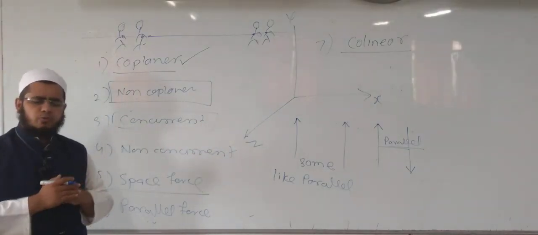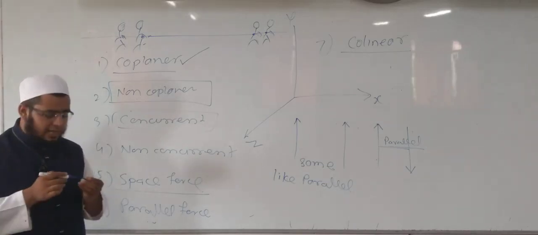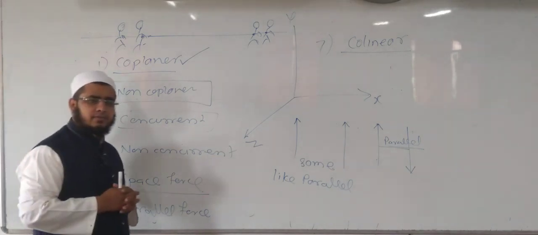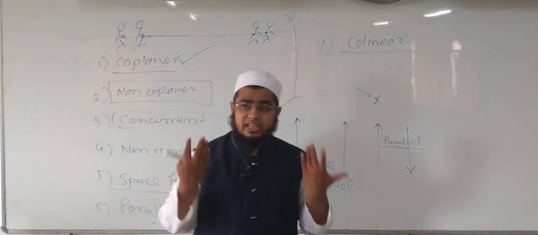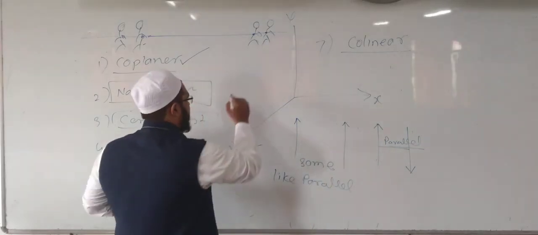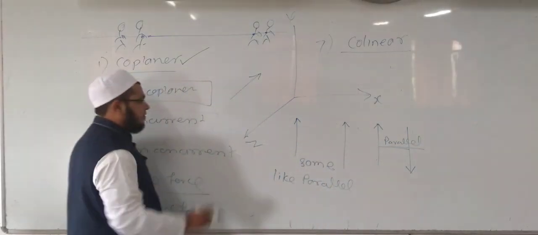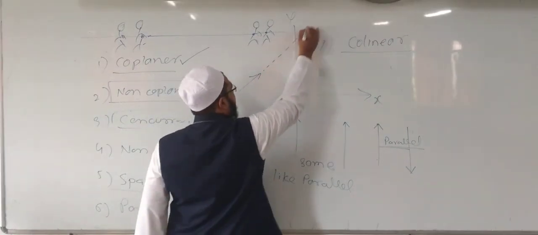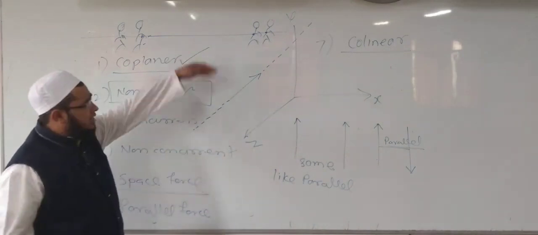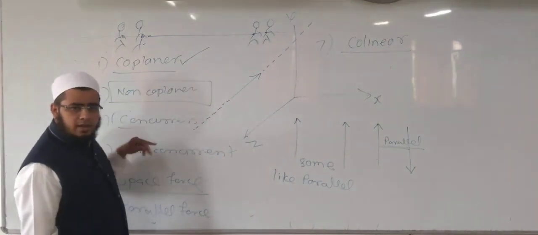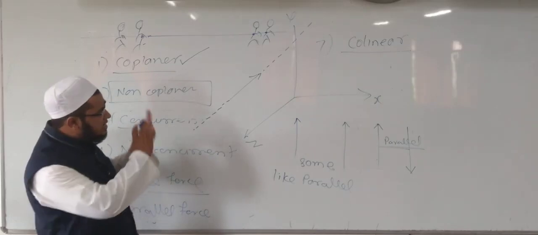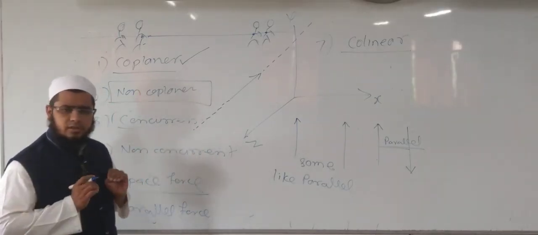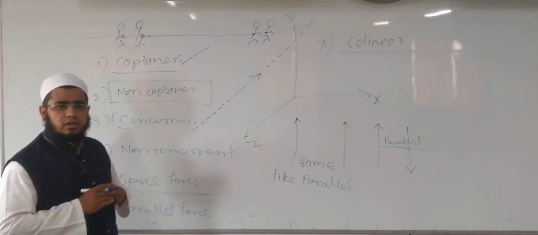And the line of action has a very important role. What is meant by line of action? A line of action of a force is an imaginary line which can be extended infinitely. Means if a force is acting at this position, then this dotted line is the line of action. We can extend it infinitely in the forward direction as well as in the backward direction. To analyze all these force systems, this line of action is very important.